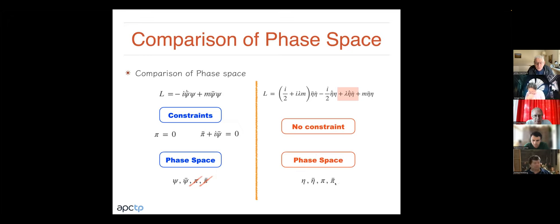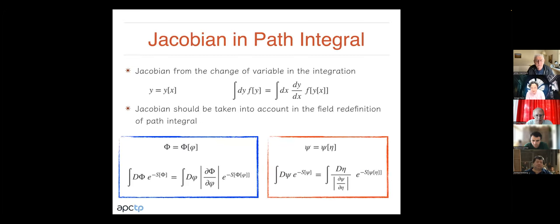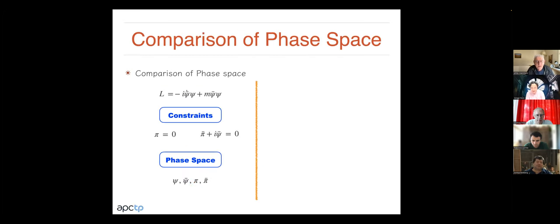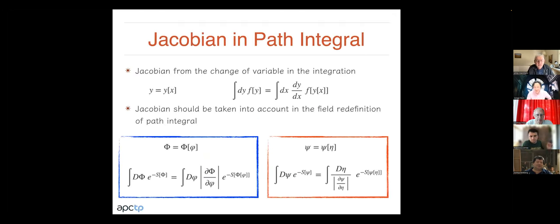Now my question: if you do the path integration over the pi and the pi bar first, will you come back to the quantity that you showed us? I think it's on the next slide. Go back one. You had the one with the Jacobian. There it is. Now, that one with the Jacobian, you're only integrating over the same number of degrees of freedom as you did before you made the change in variable.